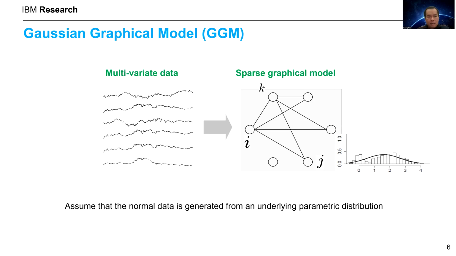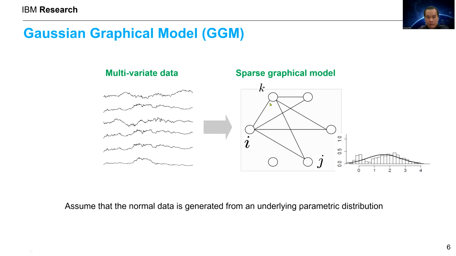Now, let me start with a review of the Gaussian graphical model. Given the multivariate data, we use the GGM to learn the multivariate Gaussian distribution. And the good thing about the graphical model is that we can explain the behavior in the system.